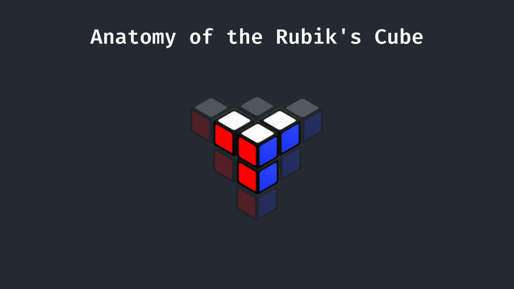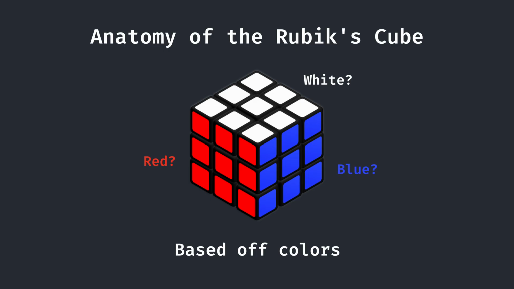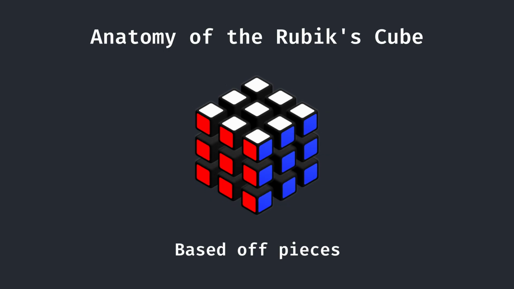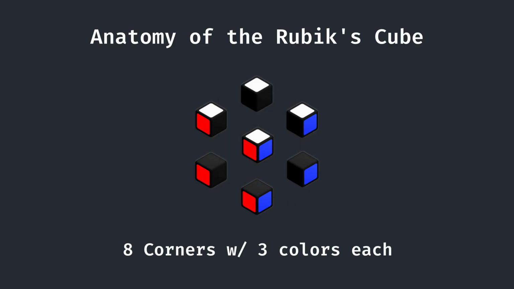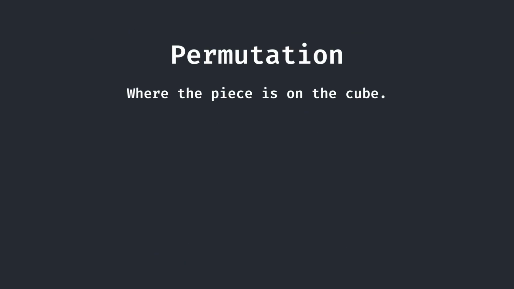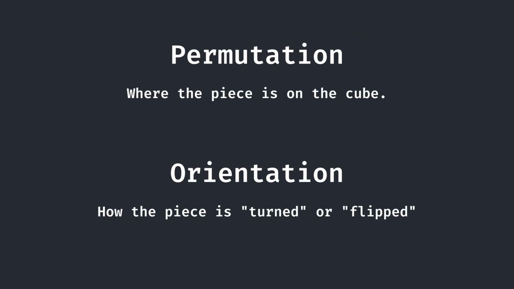Instead of looking at a Rubik's Cube based off the colors on each side, it's much easier to look at the individual pieces. After all, that's what the cube is made of and what you're turning. We have two types of pieces. There are 8 corners with 3 colors each, and 12 edges with 2 colors each. And for each piece, we care about two things: its permutation, or where the piece is on the cube, and its orientation, or how the individual piece is twisted or flipped.